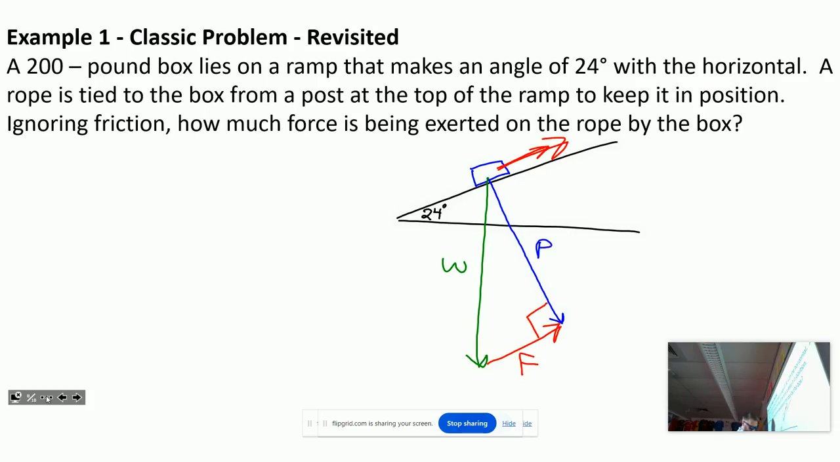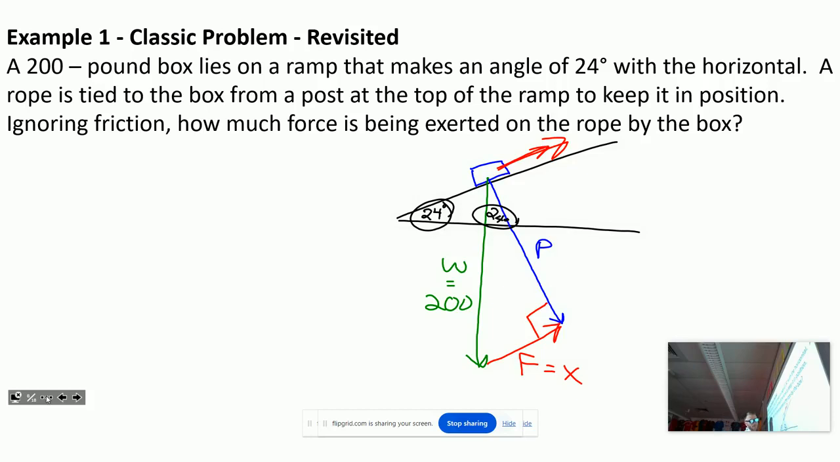So I have my three vectors drawn in there. And don't forget the angle, due to similarity of triangles, will also be right there. So now the question is, what am I given? What do I want to solve for? In this case, it's a 200-pound box. So the weight of this box is 200 pounds. And the question is, how much force is required? So that is my F. I'll call it X for right now.